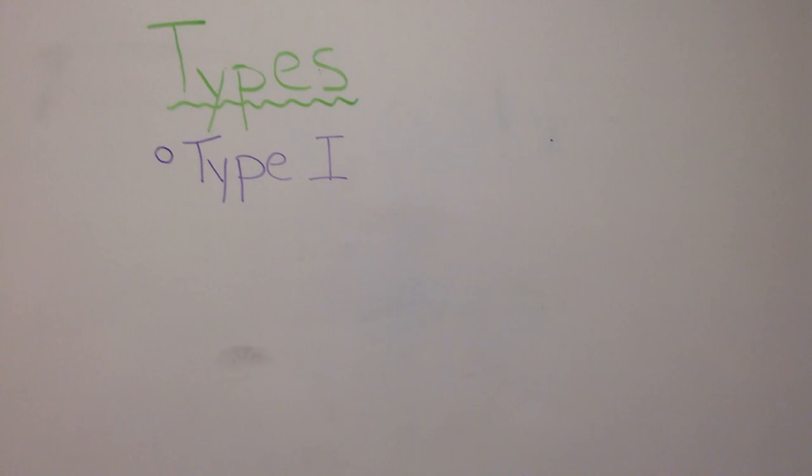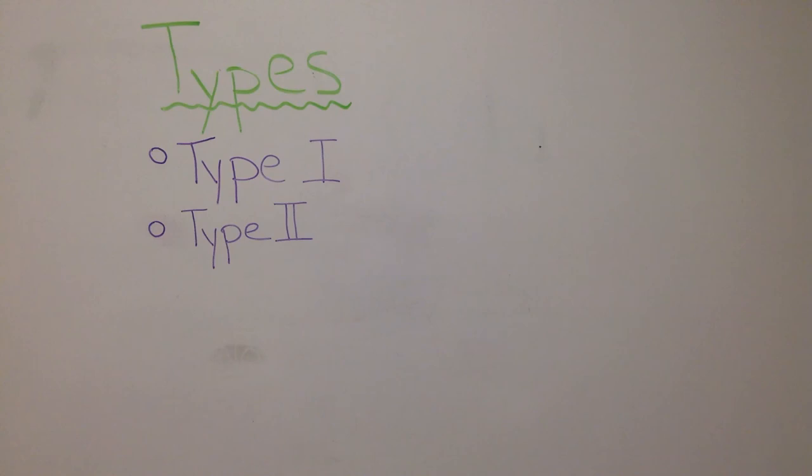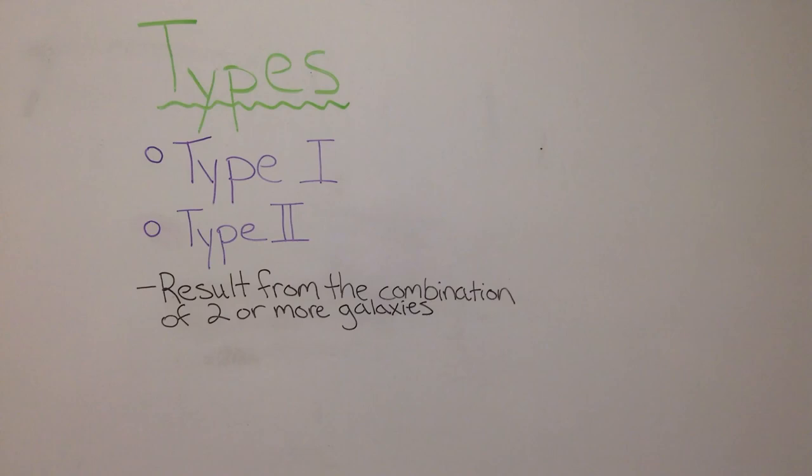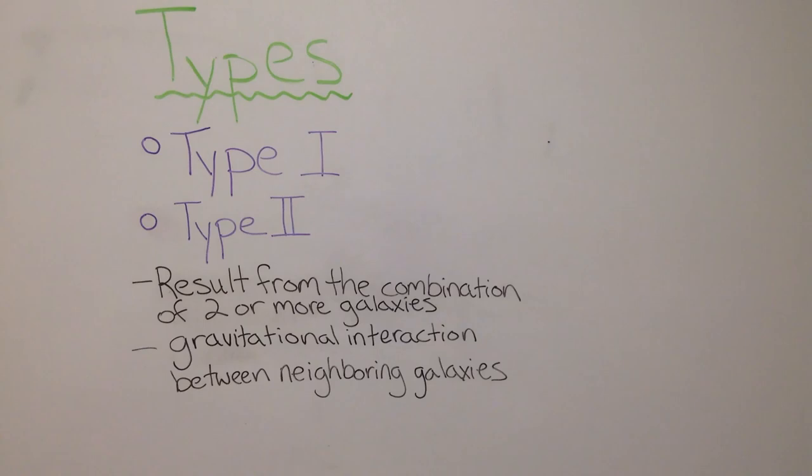They have hydrogen clouds, which when heated glow and form luminous nebulae. Type 2 irregular galaxies are often called the disturbed or interacting galaxies, which means they result from the combination of two or more different galaxies. The most common way that they are formed is from gravitational interaction between neighboring galaxies.